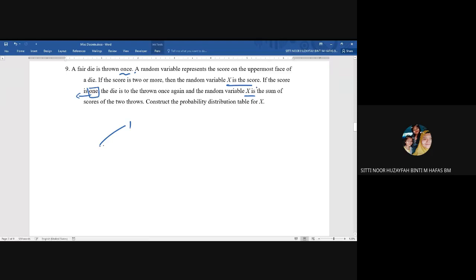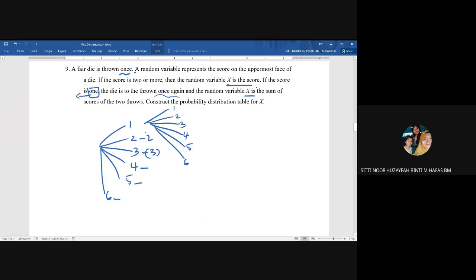We can get either 1, 2, 3, 4, 5, or 6, right? So these are the outcomes if we throw the die once. This is also the score for 2, 3, 4, 5, and 6. But for 1, we have to throw the die once again. So if we throw the die once again, what are the possible outcomes? We will get the same outcomes, which are 1, 2, 3, 4, 5, 6.